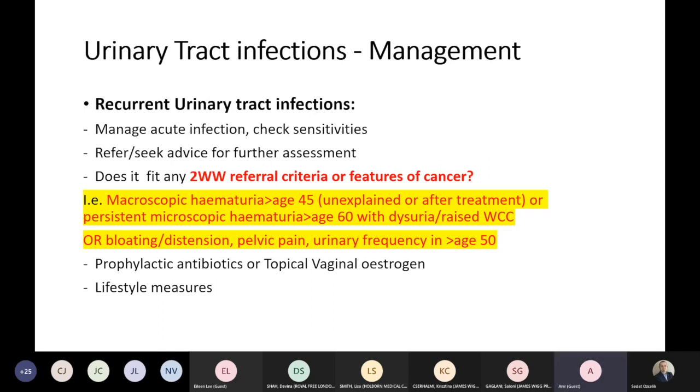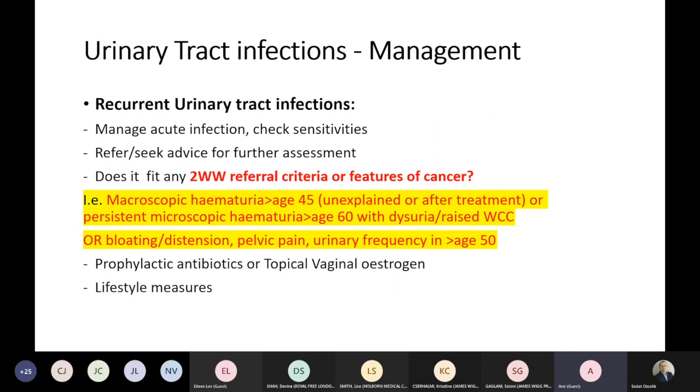Generally, there is no stated figure as to when we should consider referral, but from my experience, I would say that anything more than 6 to 8 times a year, you might want to start thinking about structural causes of urinary tract infections and think about urology input to identify any structural causes.